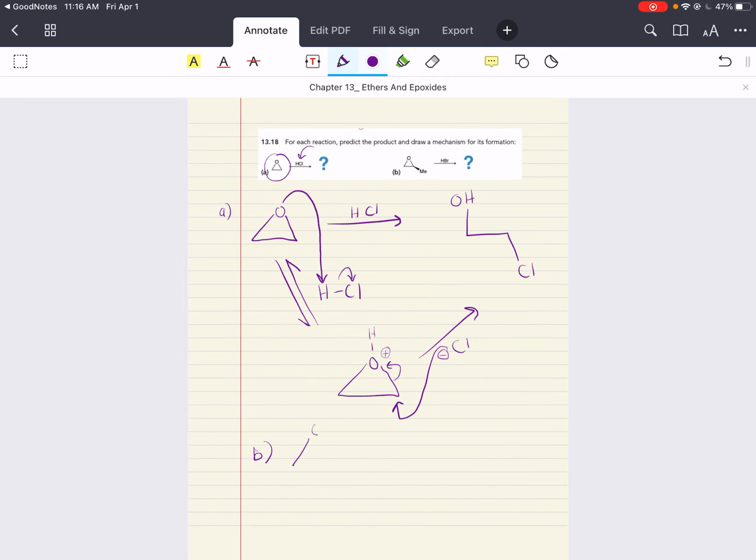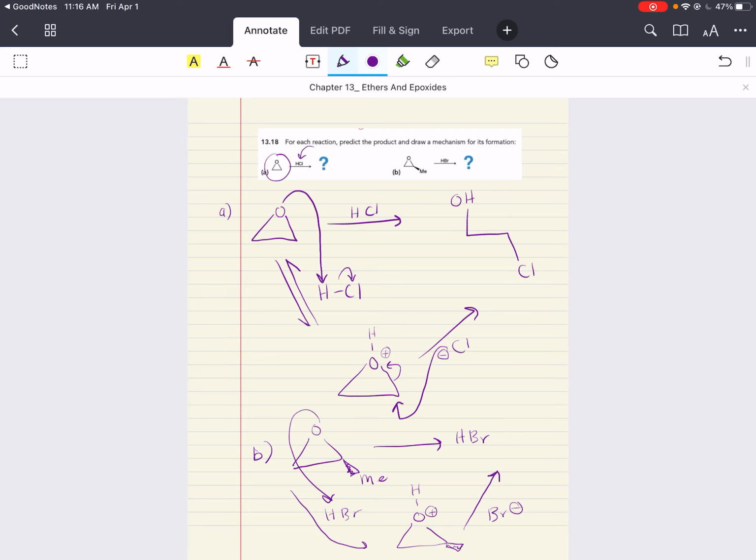Now, let's do B. Here is our ring and here's our methyl. We have a methyl right here. We're treating it with HBr. Again, our oxygen is going to steal that hydrogen from the HBr. It's going to form something that looks like this with a positive charge. Then our bromine comes in, and there's a methyl right here.